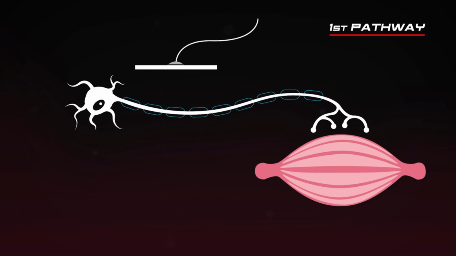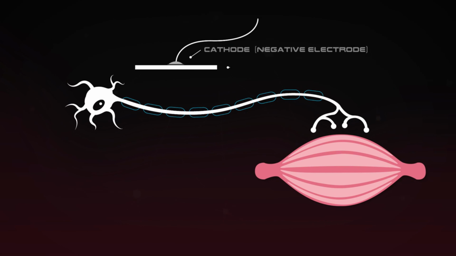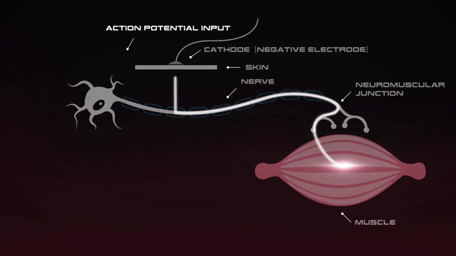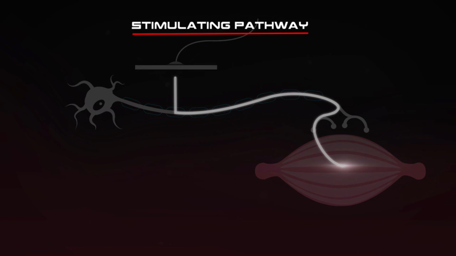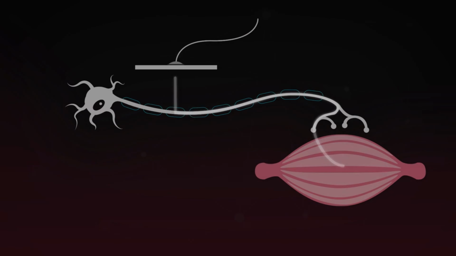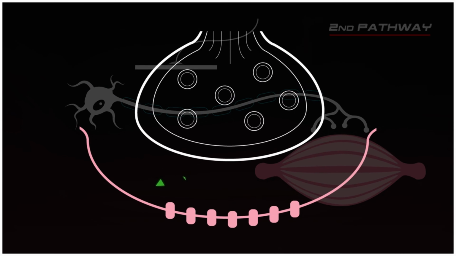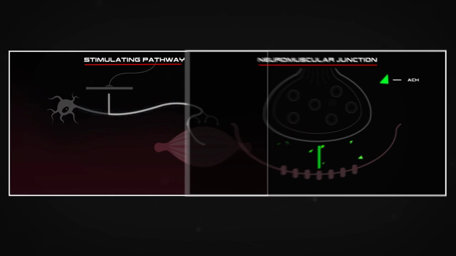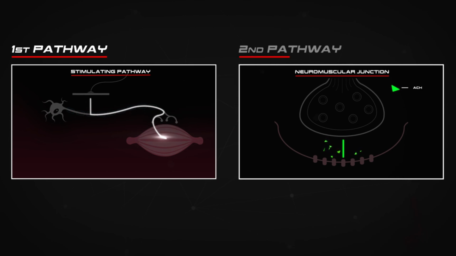The first pathway extends from the placement of the cathode or negative black electrode to where the intensity of the electric field creates an action potential, leading to a resulting muscle contraction. We will refer to this as the stimulating pathway. The second pathway considers the inhibitory influence of the injected muscle relaxant on the neuromuscular junction. Both of these pathways can influence the strength of the resulting muscle contraction.